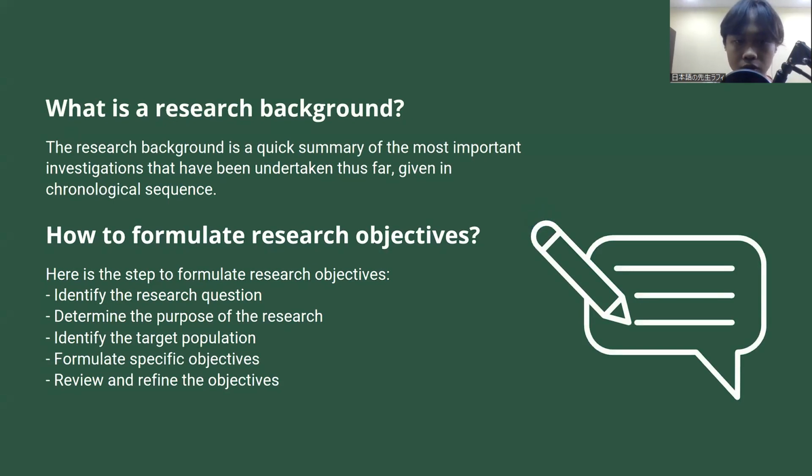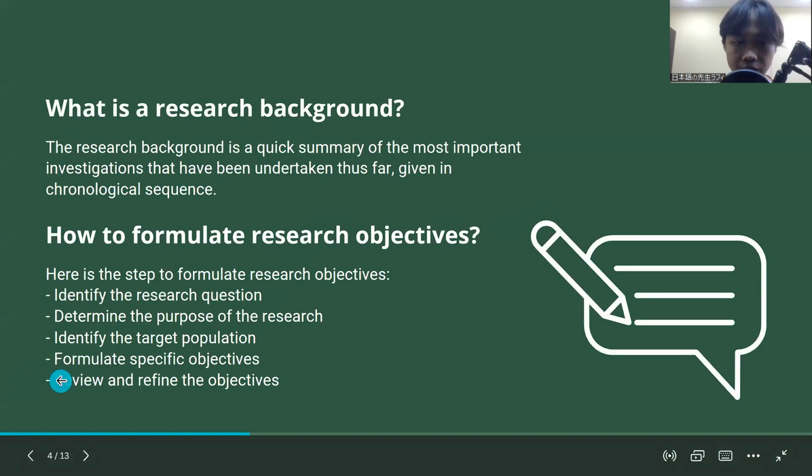And the next question is how to formulate research objectives. Here are the steps to formulate research objectives: identify the research question, determine the purpose of the research, identify the target population, formulate specific objectives, and the last is review and refine the objectives.